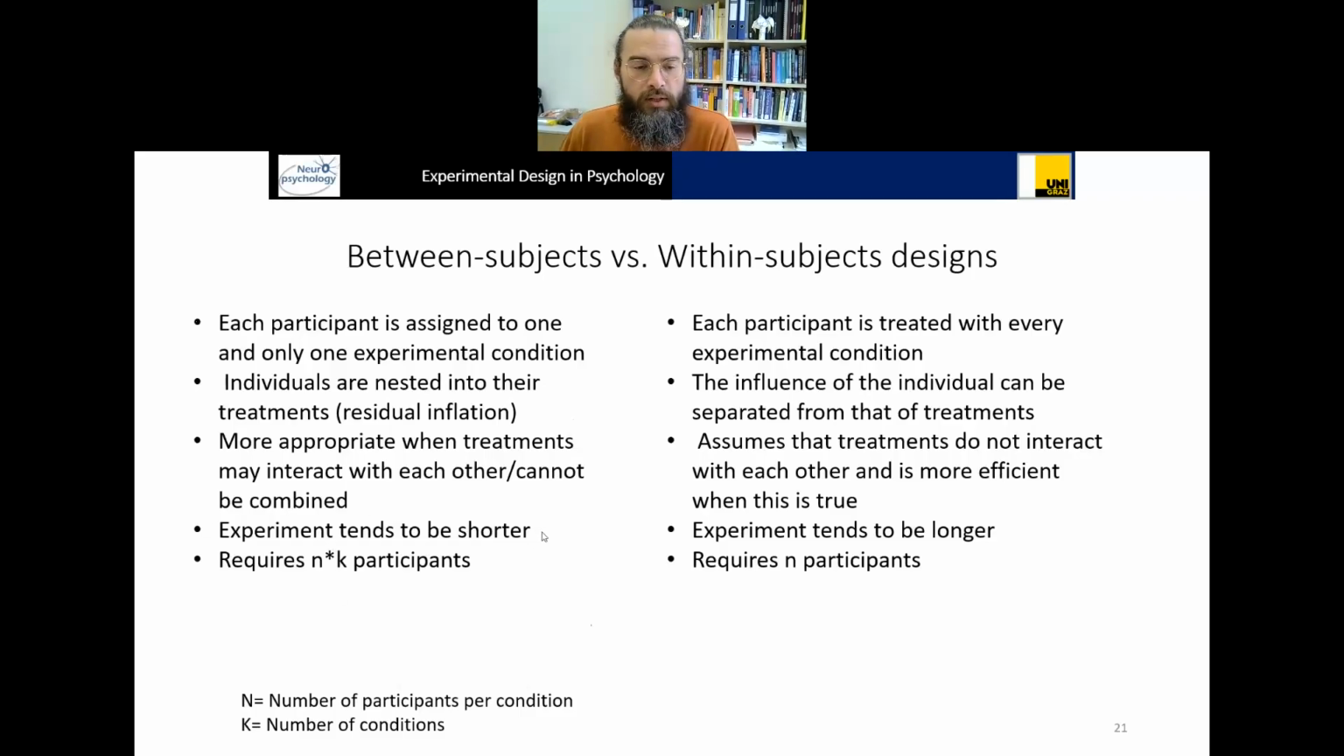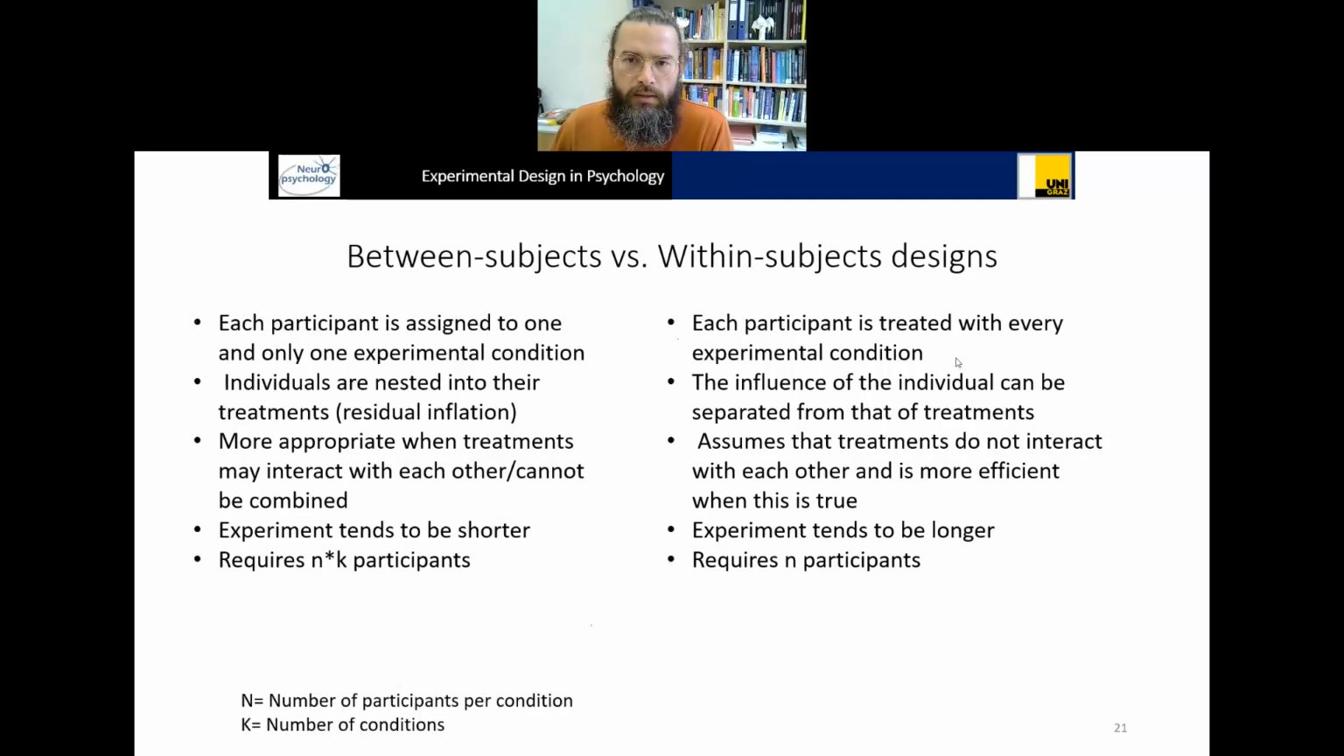The experiments tend to be shorter, so if this is a concern, this is an advantage for the participants so that they will be ready with the measurements a bit sooner. And it requires n times k participants, so this means the number of participants per condition times the number of conditions you have. All right.